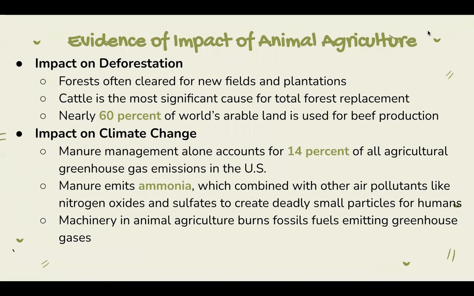In terms of climate change, manure management alone accounts for 14% of all agricultural greenhouse gas emissions in the US. Manure also emits ammonia, which combined with other air pollutants like nitrogen oxides and sulfates, creates deadly small particles for humans. And machinery in animal agriculture, such as industrial machines, burn fossil fuels, emitting greenhouse gases.